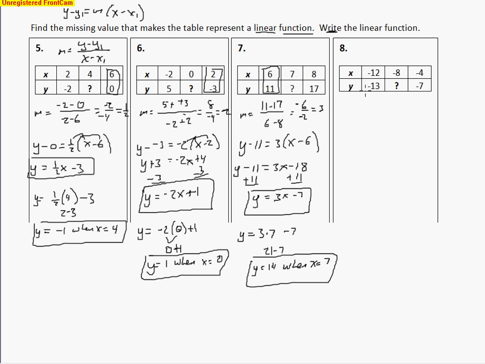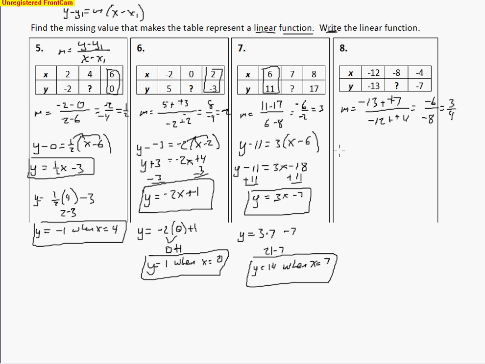And then the last one here, so again, we're finding the slope: negative 13, take away negative 7, over negative 12, take away negative 4. So I'll add the opposites. Notice how I got more negatives and positives. This makes a negative 6 over a negative 8. Well, that reduces down to 3/4. So that's the slope I'm going to use.